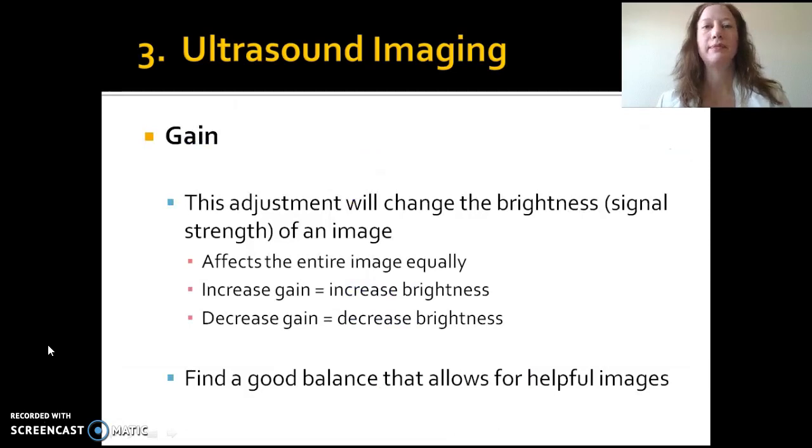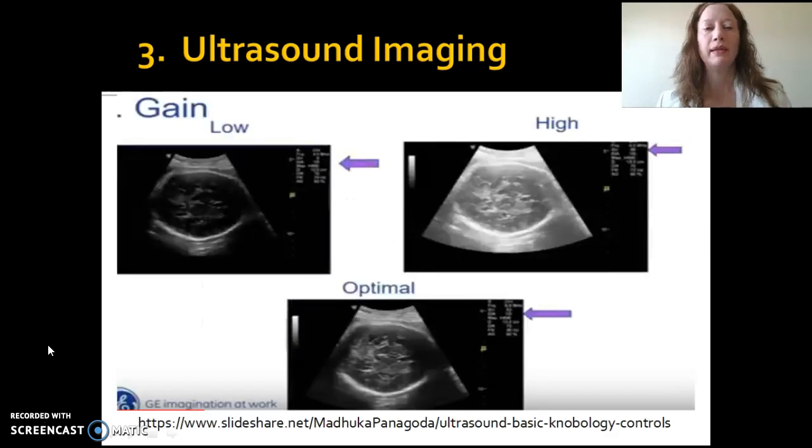The second thing I would cover is adjusting the gain, which is basically the brightness of the picture. And we want a good balance, not too bright where structures are basically whited out, but not too dark that we can't see what we need to see. And again, here's a good picture of too little, too much, and an optimal amount of gain.